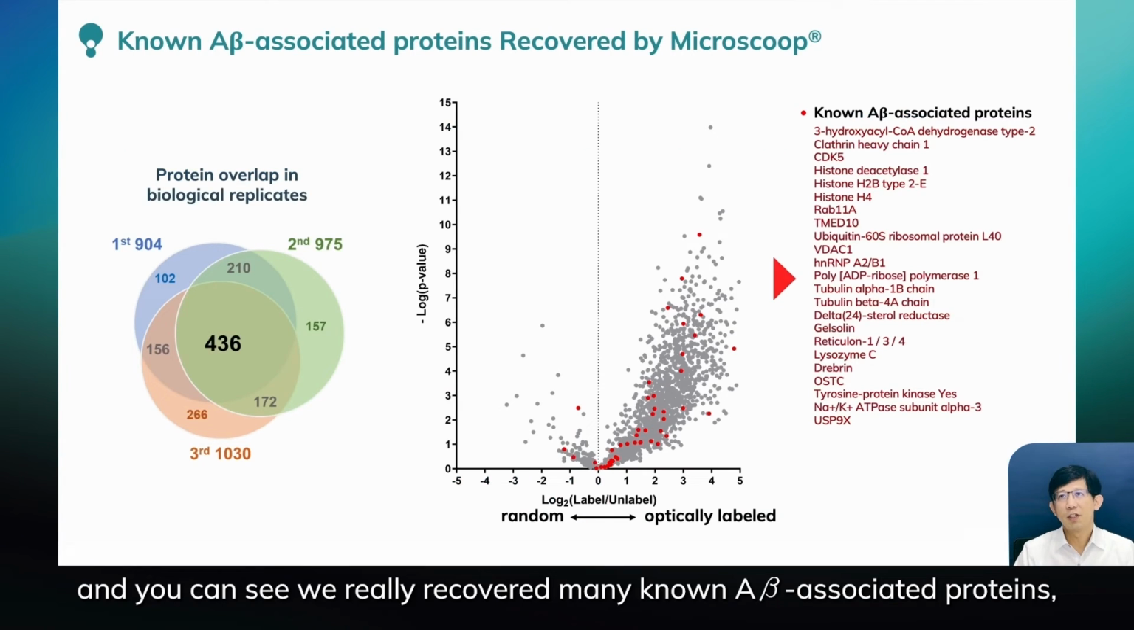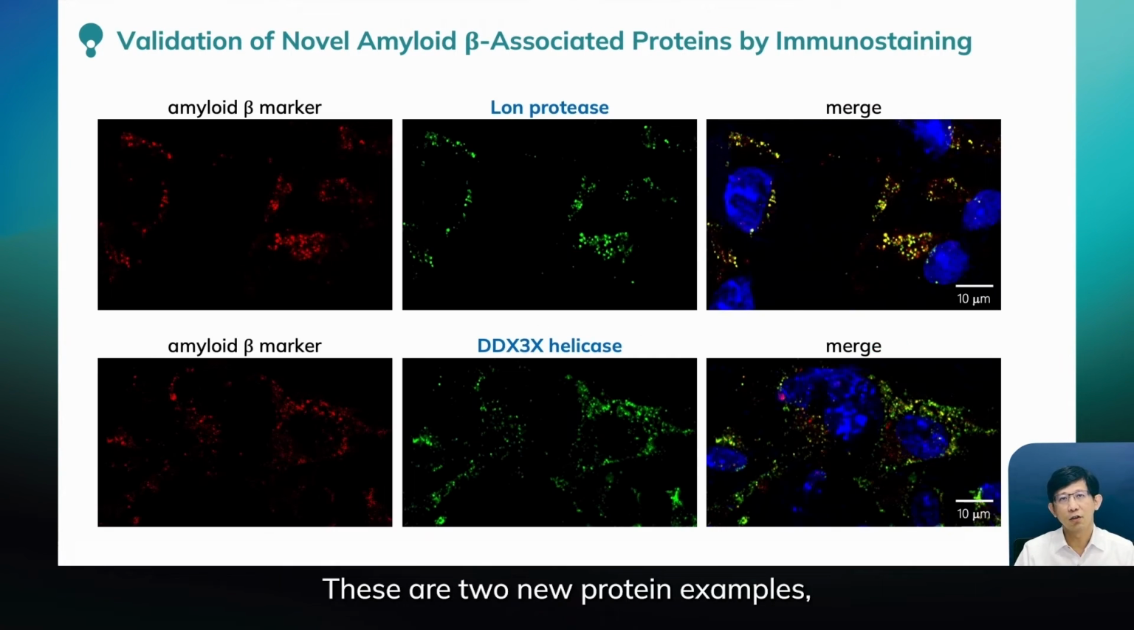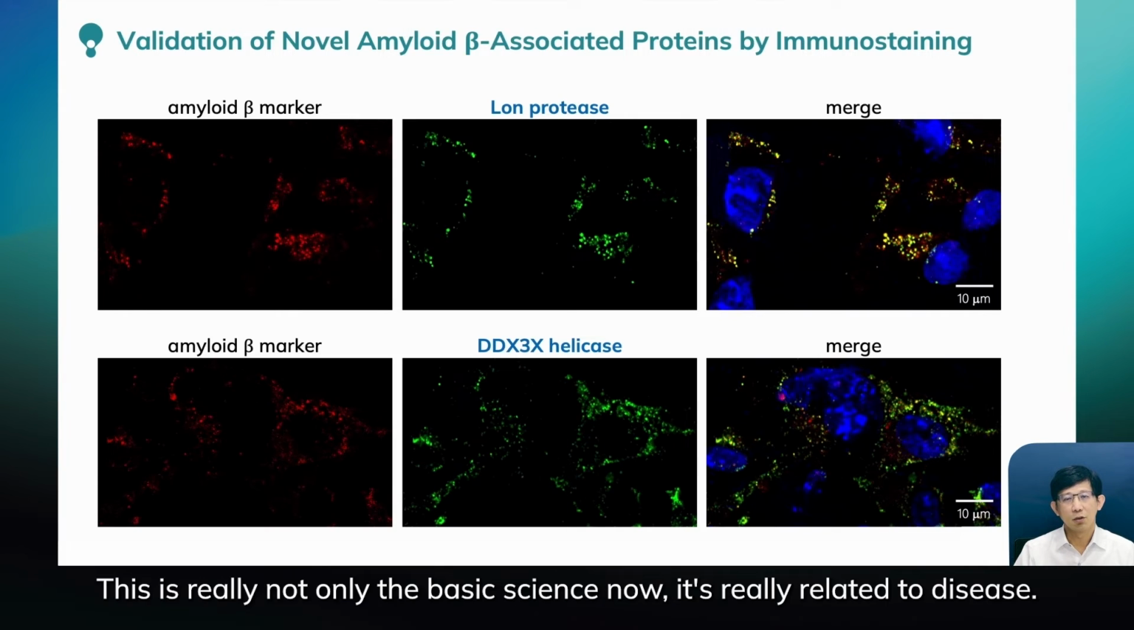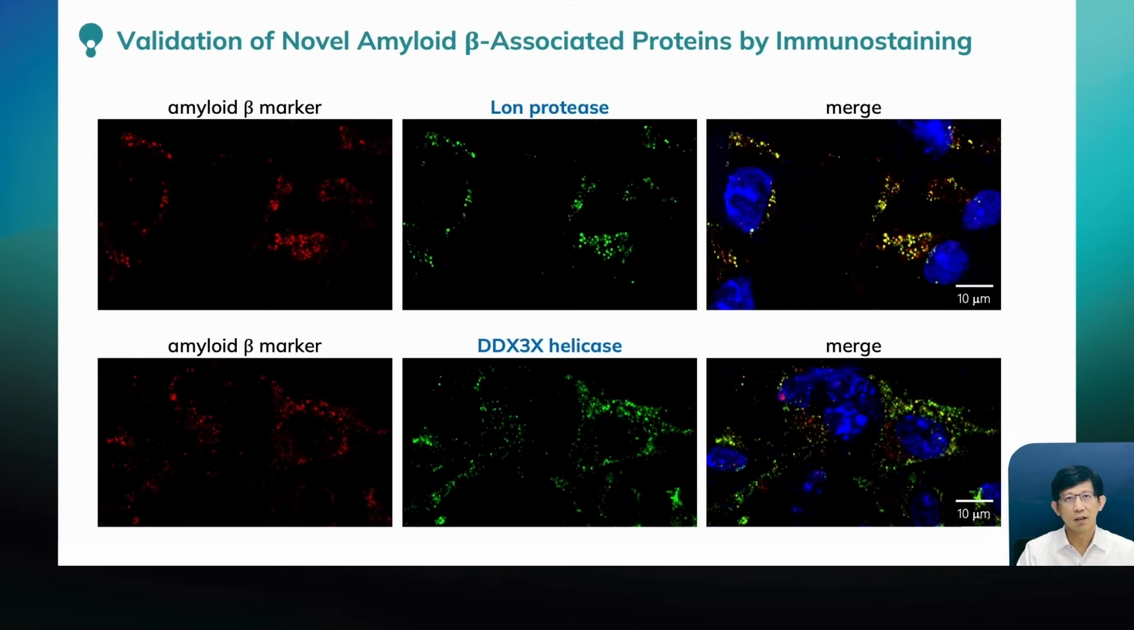And you can see we really recover many known A-beta associated proteins. And not only recover these, we find new ones. These are two new examples, the Lon protease and DDX3X helicase. You can see they also colocalize very well with beta amyloids. So this is really not only basic science now, it's really related to disease. And with these new proteins we found, we are studying their roles in the mouse model.